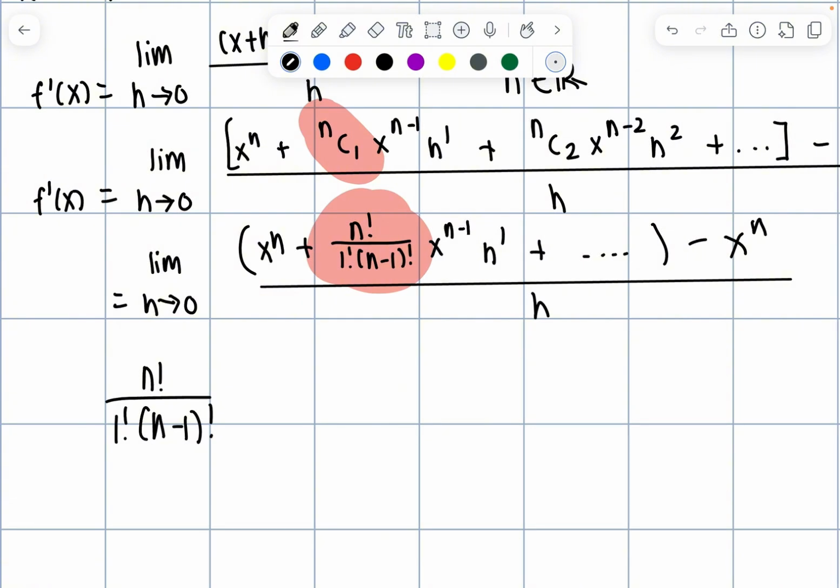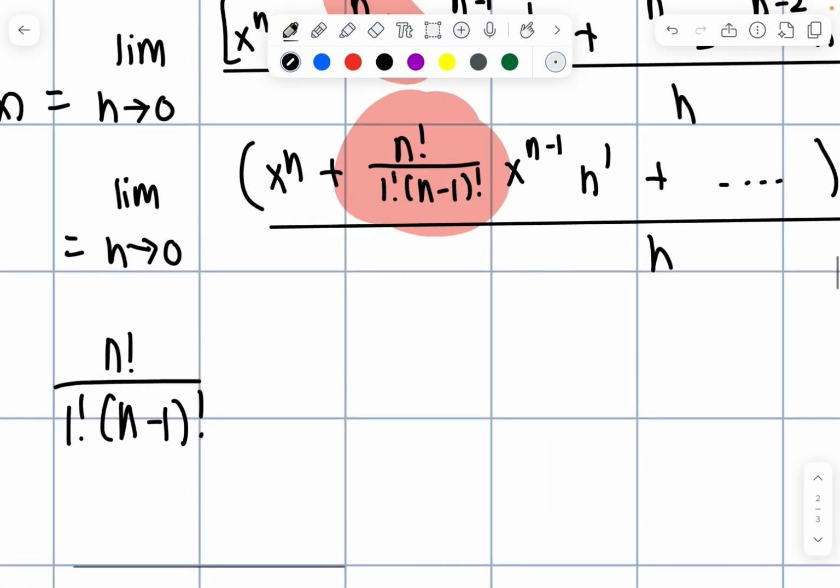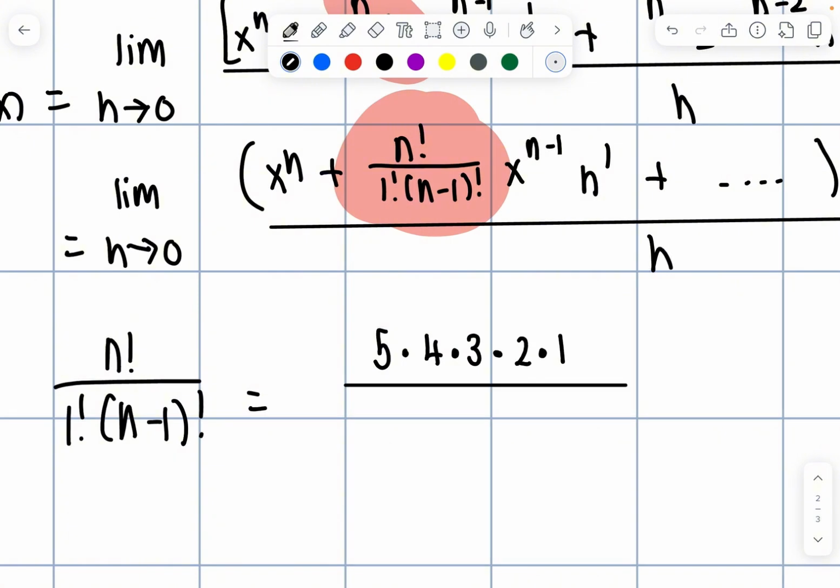So let's just say we've got 5 factorial. We'll choose n to be 5. That'll be 5. A factorial is basically timesing by every positive integer below it until 1. 5 times 4 times 3 times 2 times by 1. We know 1 factorial is also just 1, times by n minus 1 factorial. Well, if n's 5, it's just going to be 4 factorial. So it'll be 4 times 3 times 2 times by 1. So those are all going to cancel out, and we'll just get 5 over 1.